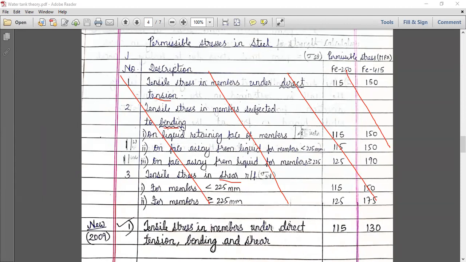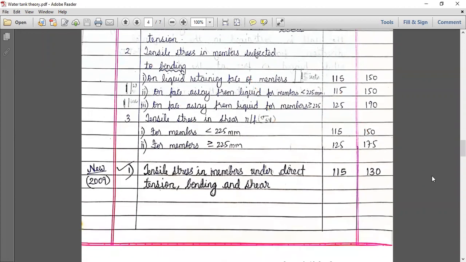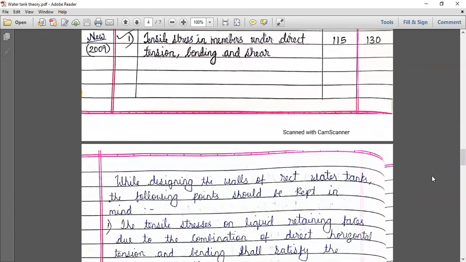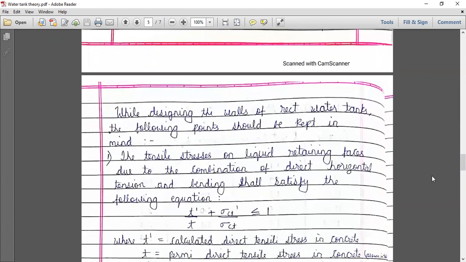Okay. So when we solve the problem, you will understand when to use these permissible stresses. So now just understand, these are the values of the permissible stresses. Now let us move on to the next slide. We have seen the various permissible stresses which we have to consider in the design. Now let us understand how to find out the thickness.